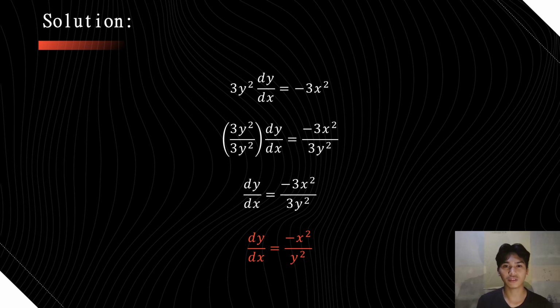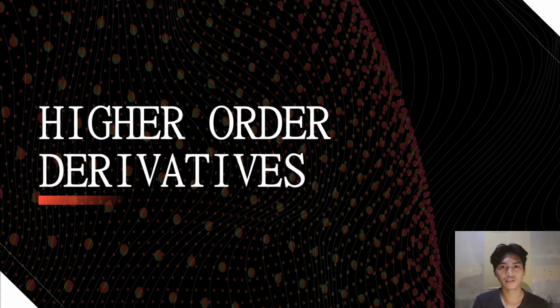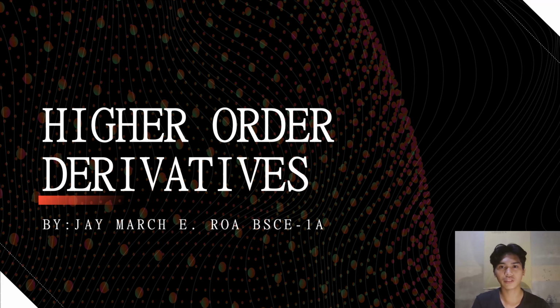So we will proceed to the next topic, which is higher order derivatives. Before we proceed to answer the problem, let's first define what higher order derivatives are. Higher order derivatives are derivatives beyond the first, obtained by differentiating a function multiple times. They represent rates of change of rates.